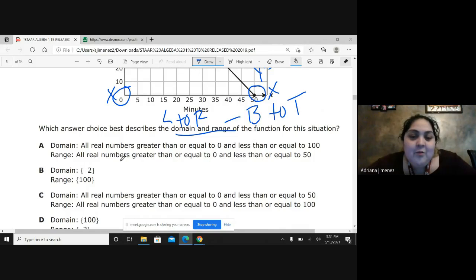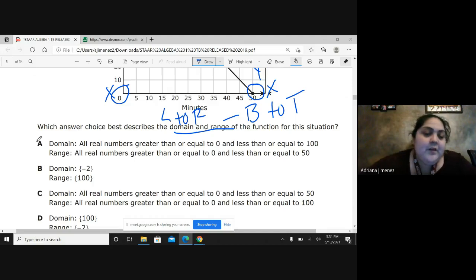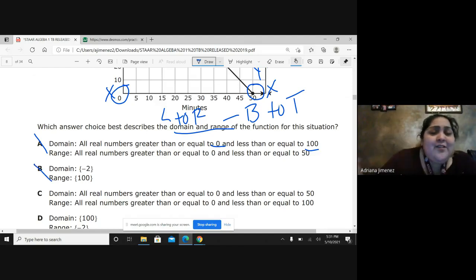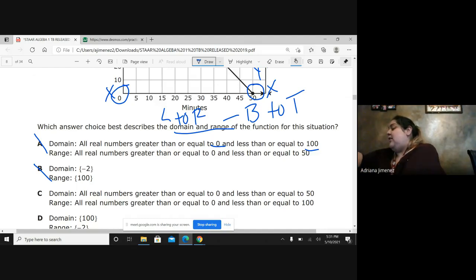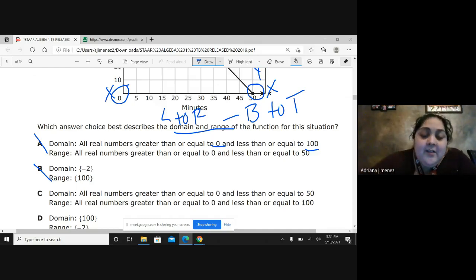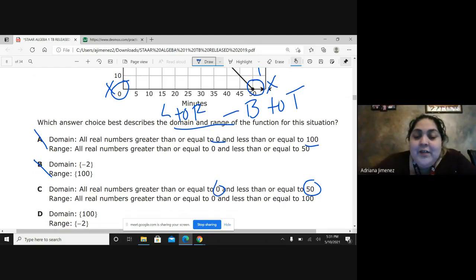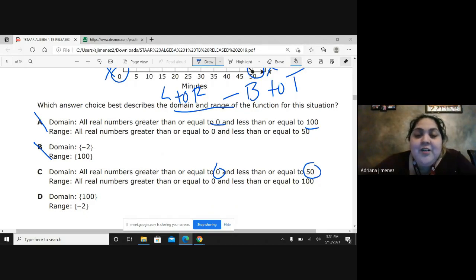Okay. This says all real numbers greater than or equal to 0 and less than 50, than 100. Well, that's not right because we said it has to be 0 to 50. So this question's out, because it doesn't say 0 to 50, it says 0 to 100. Now, the answer choice number 2 is gone because there's no negatives anywhere on this picture. Okay. And this one says 0, 50. So this one might be an answer choice, but I need to look at the last one. The last one says 100, and we said it was supposed to be 0 to 50. So this one's gone. Okay.